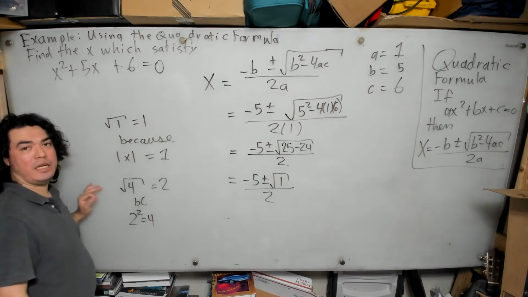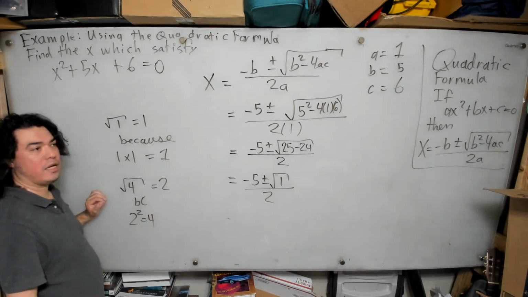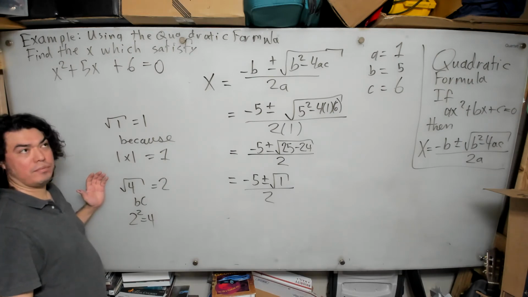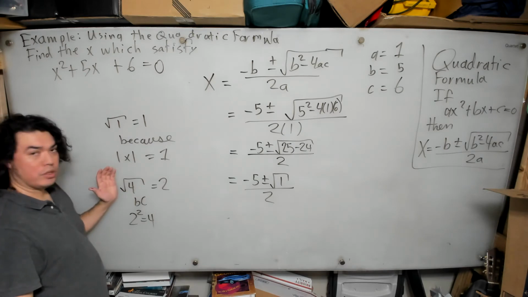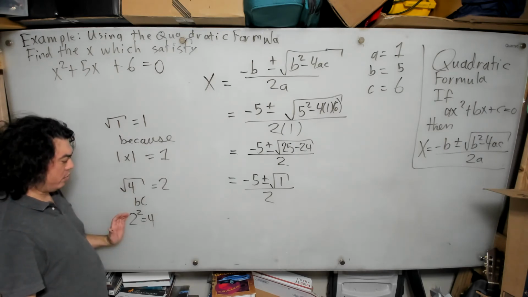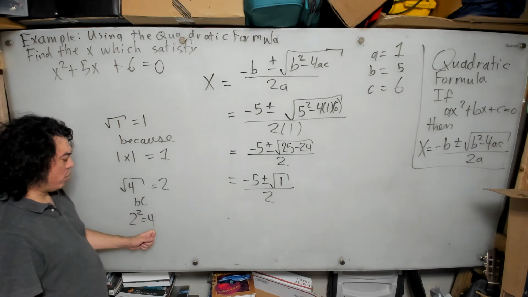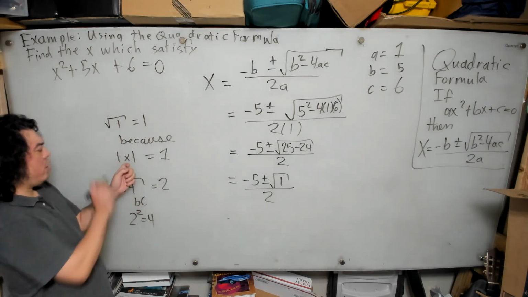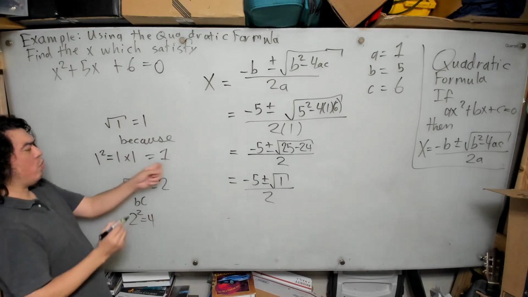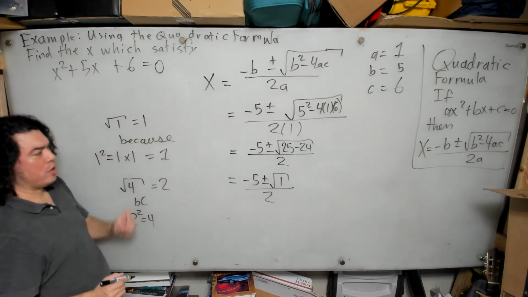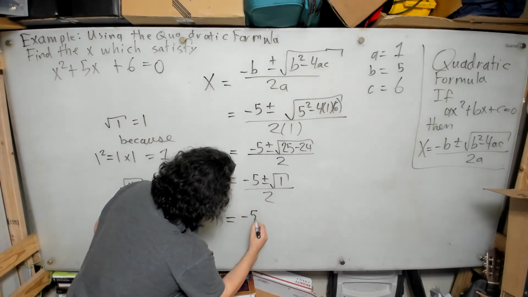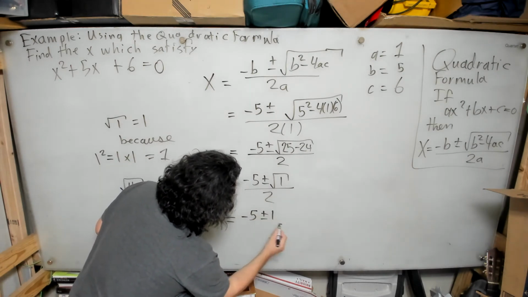In other words, I don't ever want you guys to forget the basic simple ideas captured here. The square root, in other words, is the opposite of squaring. Since 2 squared equals 4, the square root of 4 is equal to 2. Since 1 squared, or 1 times 1, is 1, the square root of 1 is 1. Okay? Anyway, having said that, this becomes negative 5 plus or minus 1 over 2.